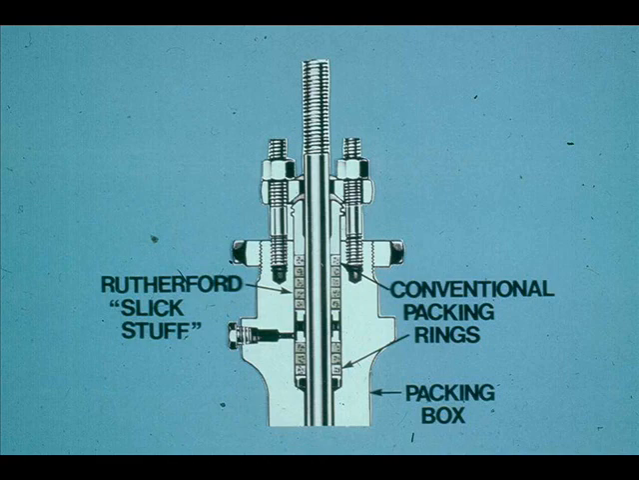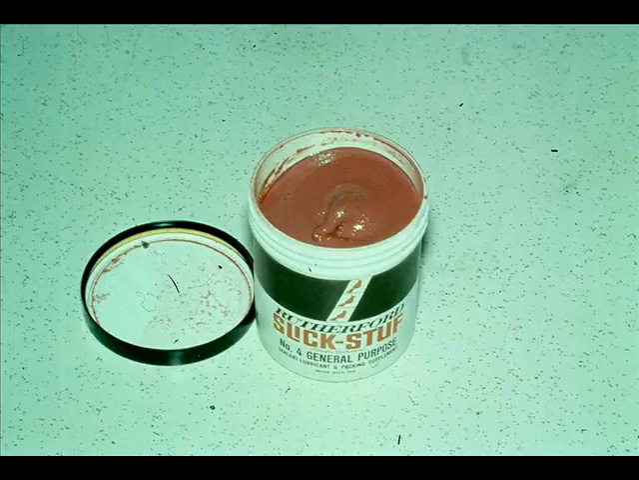A conventional Teflon graphite packing ring is used for the first and last rounds of packing when you pack a control valve with Slick Stuff. Rutherford Slick Stuff requires no lubrication, but Rutherford No. 4 lubricant is an excellent packing lubricant and will prolong the life of any packing.